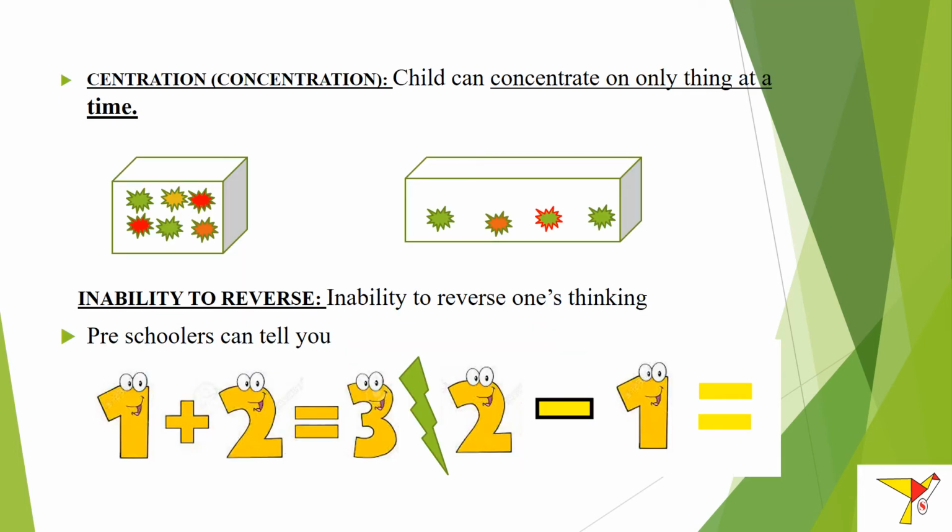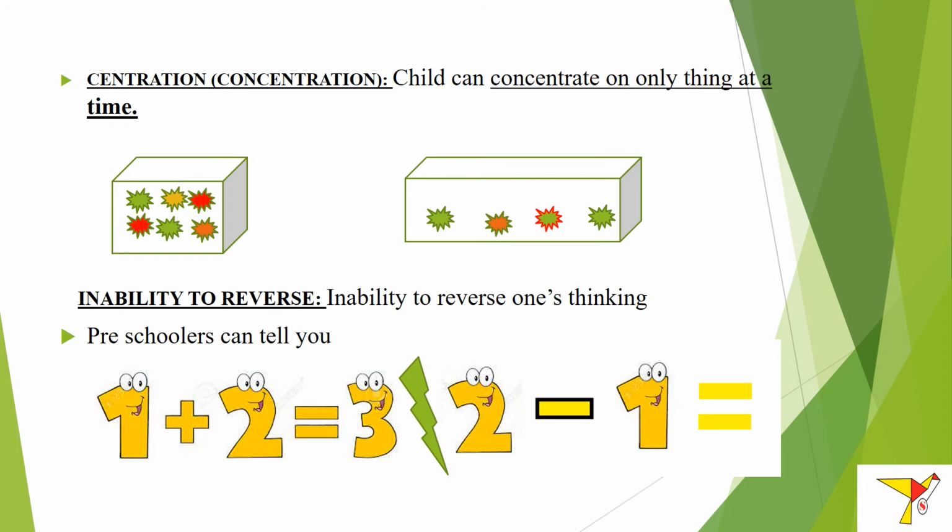In this stage, the child can concentrate on only one thing at a time. For example, if there are two boxes, a small box which has more chocolates and a big box which has fewer chocolates, and you ask a child to choose between the two, obviously he will choose the big box, thinking that the big box has more chocolates.